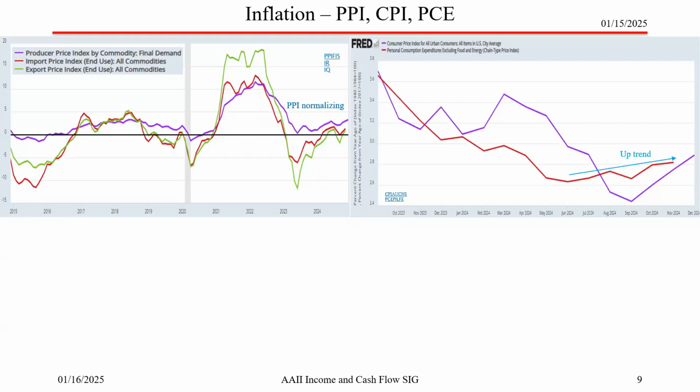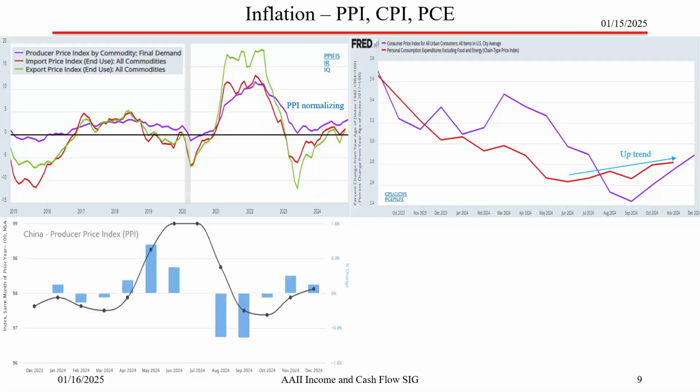And if you look at the purple line, which is the headline CPI, you can see that the last 4 months, we've been just on a straight up line. So compared to a year ago or to whatever, it's still much lower. But if this trend keeps on going up, we can kiss the rate cut goodbye.